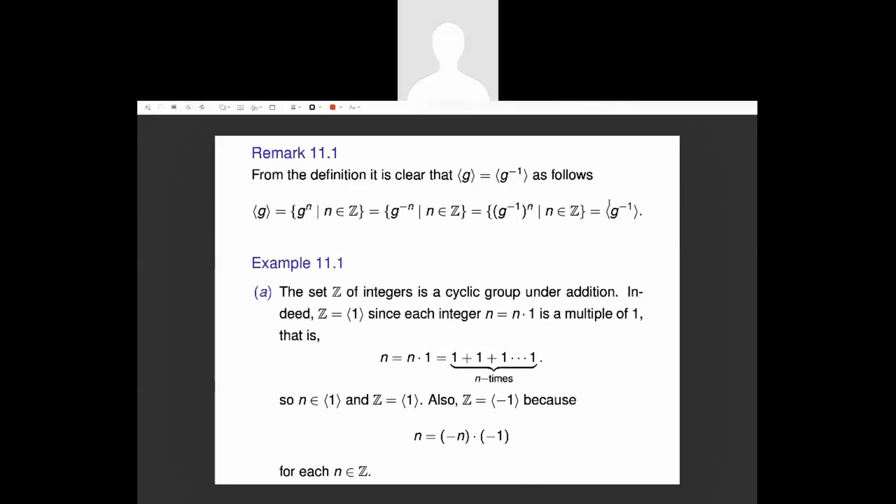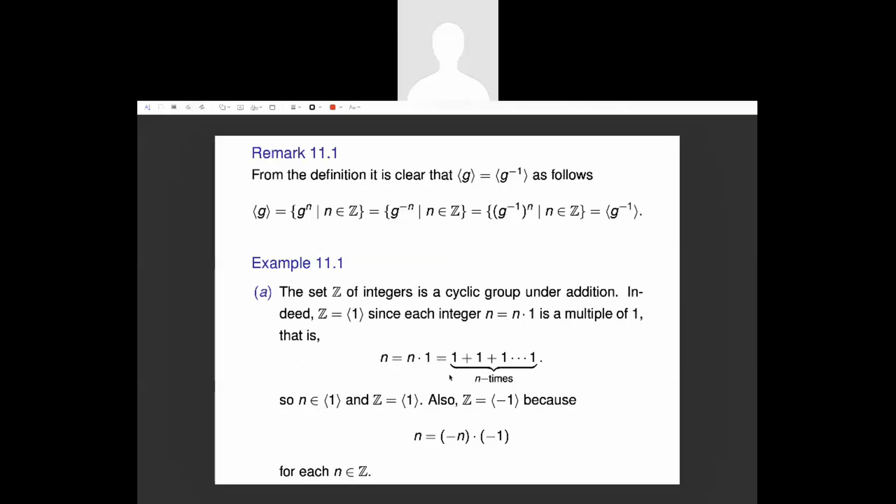Now we have two examples. We have the set of integers. Now check: is Z a cyclic group under addition? Indeed, Z is generated by 1. So we get n·1, that is 1 plus 1 plus 1 and so on, for n equal to 1, 2, 3 and so on. So Z, the set of integers, is a cyclic group generated by 1.